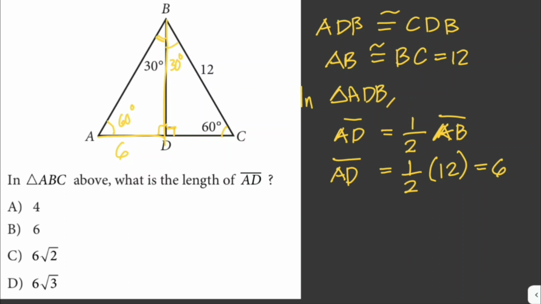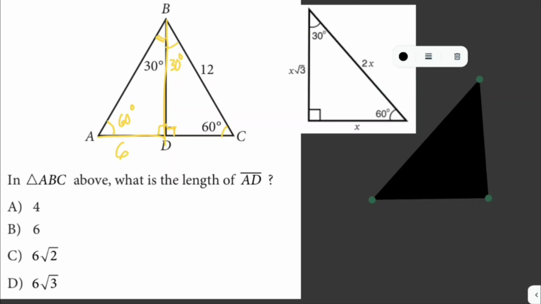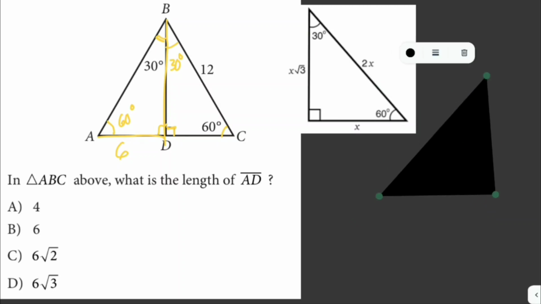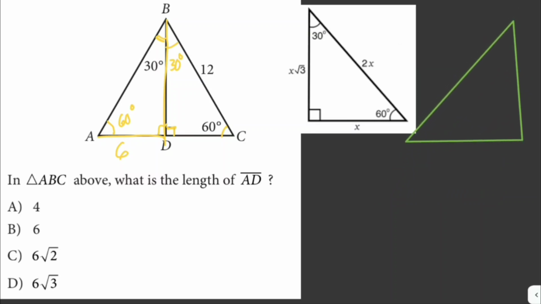Or we can also use the law of sine or the special right triangle definition of a 30, 60, 90 triangle. So let's do that. Okay, so this is our 30, 60, 90 right triangle. Okay, drawing triangle ADB here. So this is ADB.